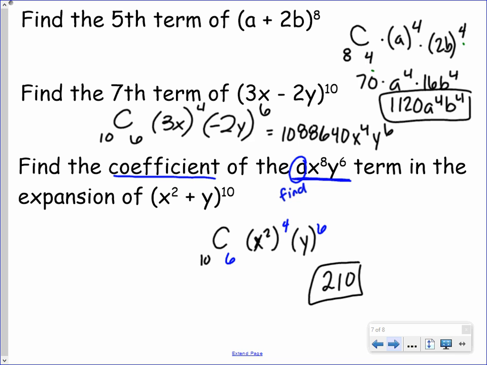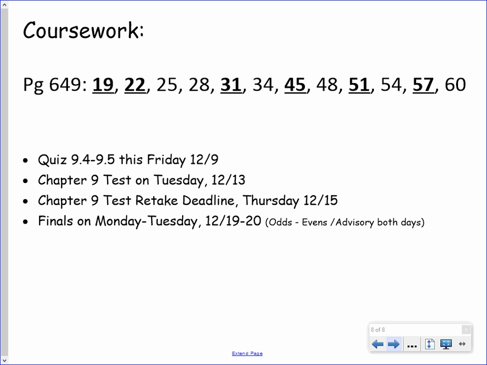Okay. You do have a homework assignment. It's on the gold sheet. Make sure you do those problems so you're comfortable with binomial expansion. We'll be reviewing tomorrow and quizzing on Friday.